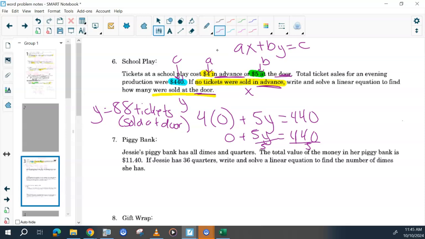Questions on that? Why did you underline the two words? Is it B and Y? Yes, because B and Y go together.